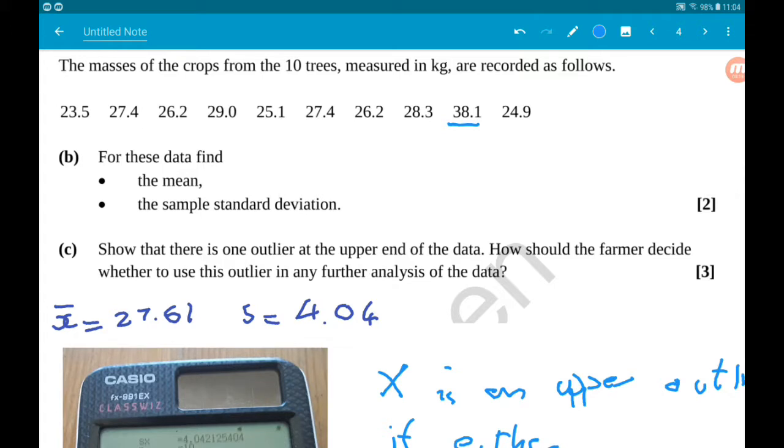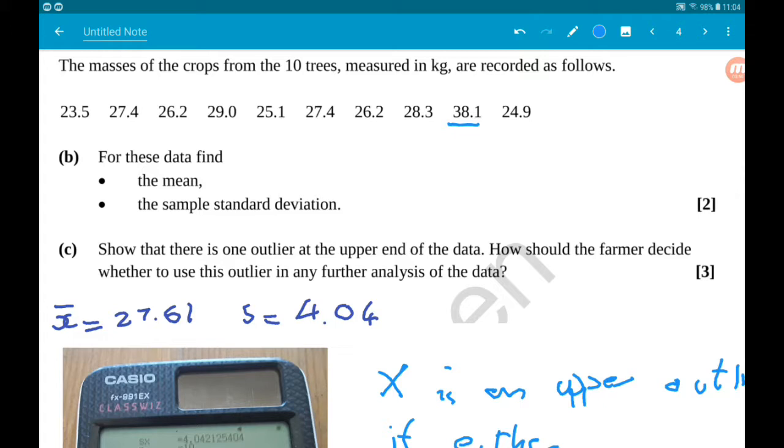We are also asked, how would the farmer decide whether or not to use the outlier in further analysis? So, just because data isn't doing what you want it to do doesn't mean you can ignore it. It's the whole point of data collection. What she should do is to make sure that this was a genuine recording, so make sure there was no error.